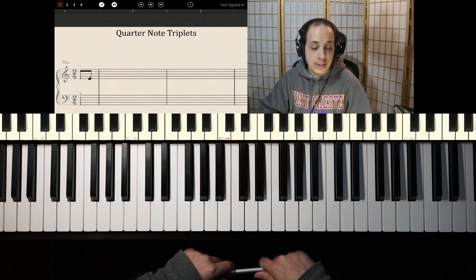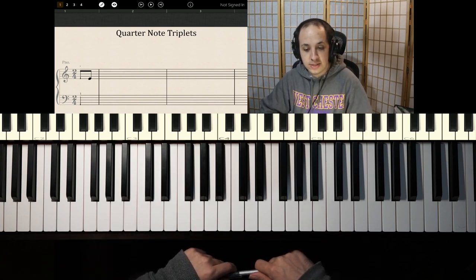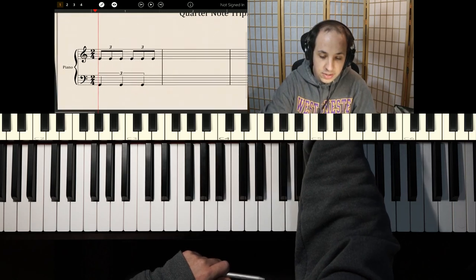And I have another great lesson for you today. It's about quarter note triplets. So let's get started. Before, we talked about eighth note triplets.